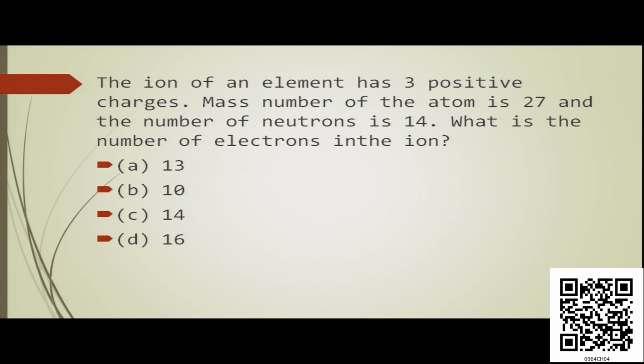The ion of an element has 3 positive charges. That means that particular atom has lost 3 electrons. After losing 3 electrons, it becomes 3 positive. Mass number of the atom is 27 and number of neutrons is 14. If you subtract the number of neutrons from the mass number, you can find the number of protons. 27 minus 14 gives 13 protons. So 13 protons means a neutral atom of that element will also contain 13 electrons.